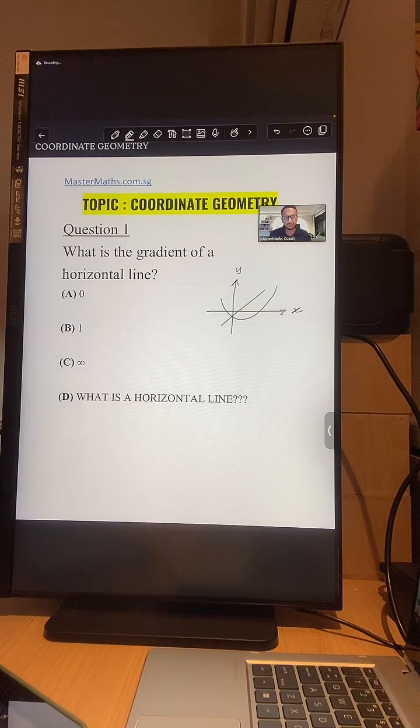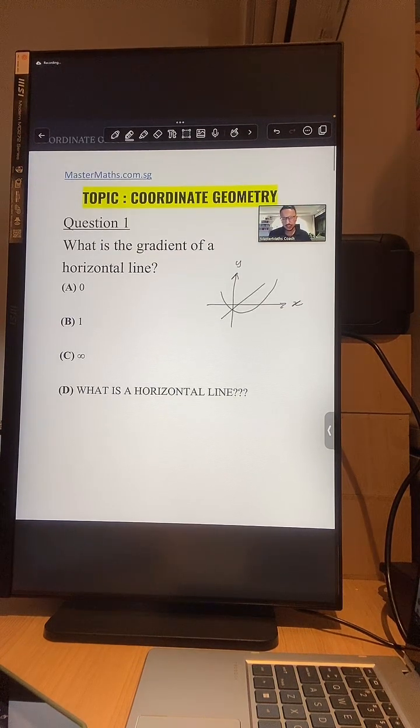Coordinate geometry. So first question. Let's see how many of you have done this in school and you're familiar with this topic. But if you're not, it's okay. We're here to take things slow and master maths. Let's see where you all are starting from. Let's see what the starting line is for many of you.